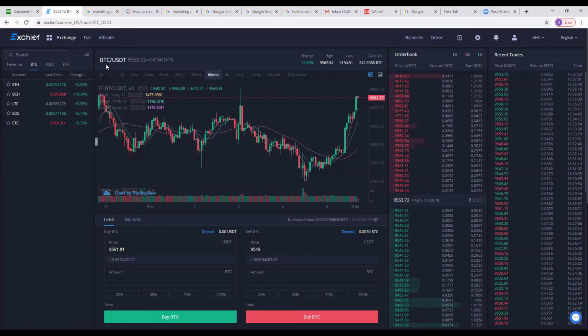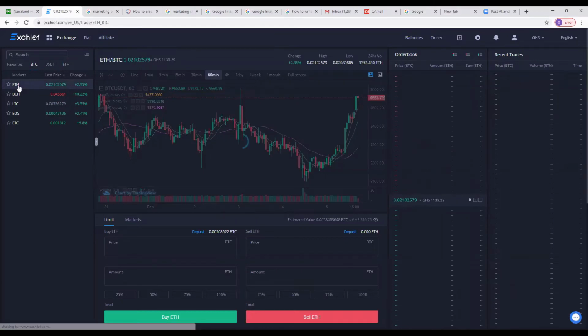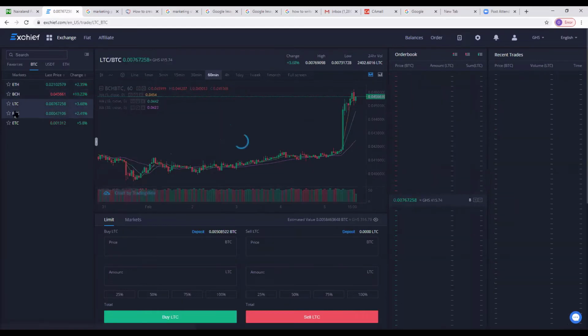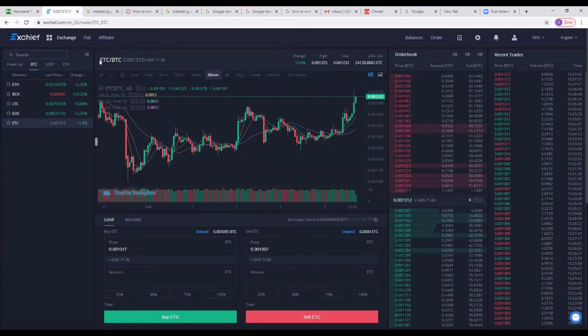For instance, currently my screen is displaying a trade pair between Bitcoin and USDT. If I click on Ethereum, you realize there's a change and it's no longer USDT I have, but Ethereum and Bitcoin. The same thing applies for all the other options. Whichever one I click, I am provided with a trade pair between Bitcoin and that particular option. The same also applies for the other coins I have listed here. When you click on Ethereum, you also get the same options available.